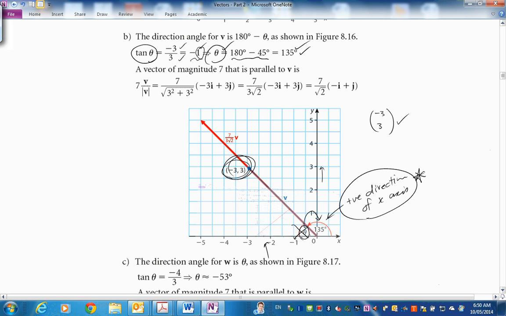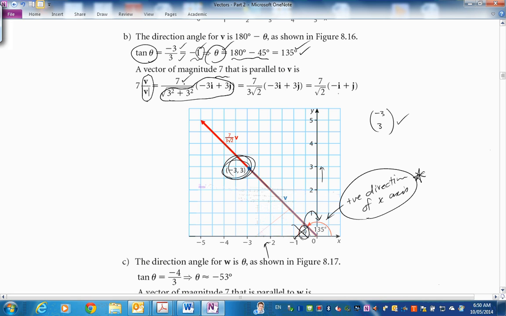Okay, let's now also do a magnitude of 7. So what are we going to do? Get vector v, divide by its length. There it is. In IJ land, and then multiply it by 7, same as before.